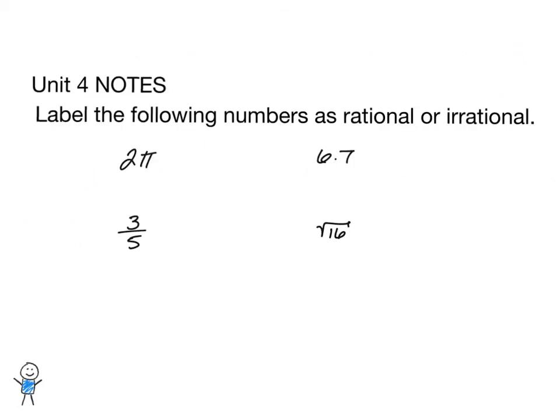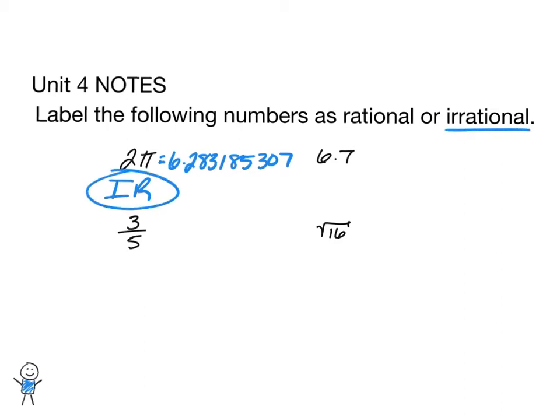This slide asks us to label the following numbers as rational or irrational. Good practice for me is to go ahead and convert all of your numbers into decimal form so we can make that distinction we talked about on the previous slide. We've already talked about what 2 pi is equal to. 2 pi is equal to 6.283185307, but we don't really even need all that. We can easily recognize this as an example of an irrational number. Okay, I'm just going to put IR for irrational.